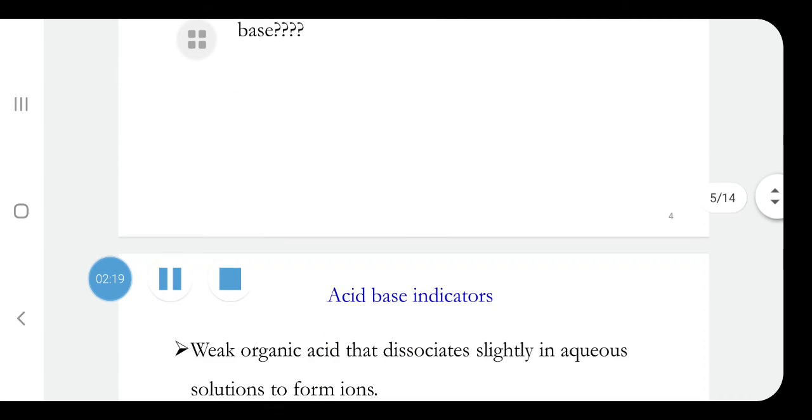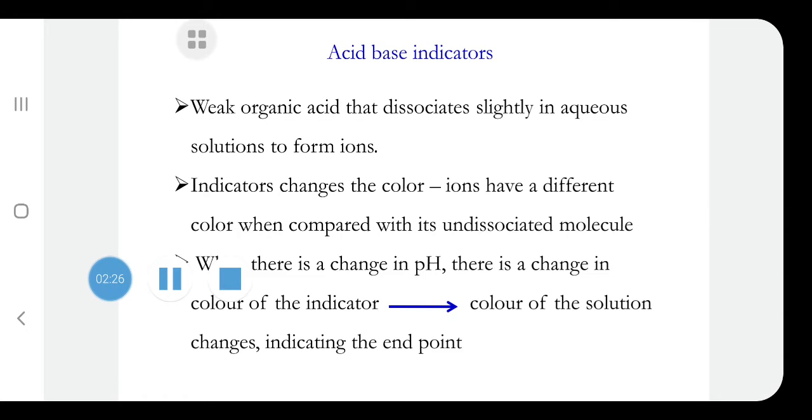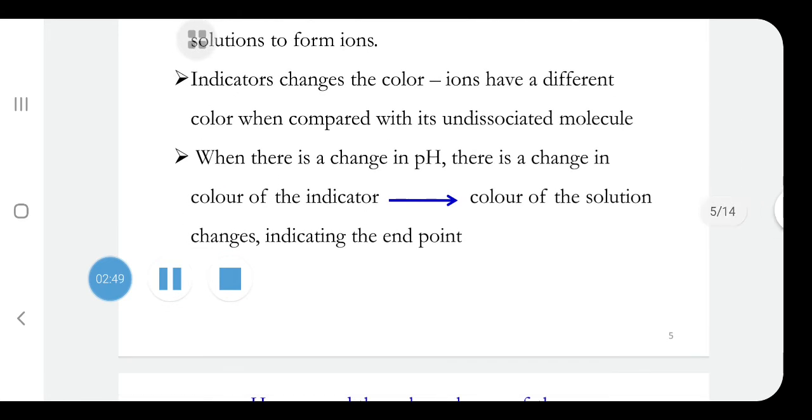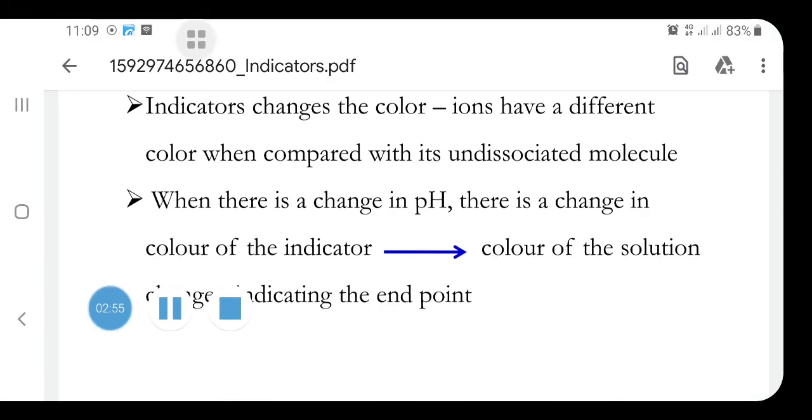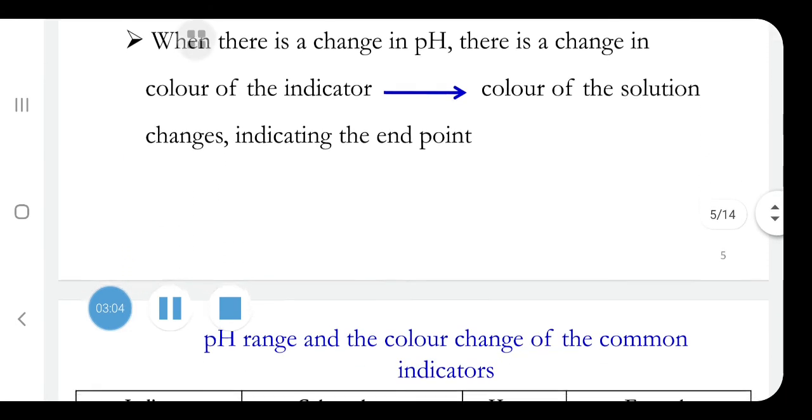of a base. Coming to our topic, acid-base indicators. Acid-base indicators are weak organic acids or weak organic bases that dissociate slightly in aqueous solutions to form their corresponding ions. So the indicator changes color because the ions and the unionized form have different colors in different pH ranges. When there is a change in pH, there is a change in the color of the indicator, leading to a change in the color of the solution and thus indicating the endpoint.